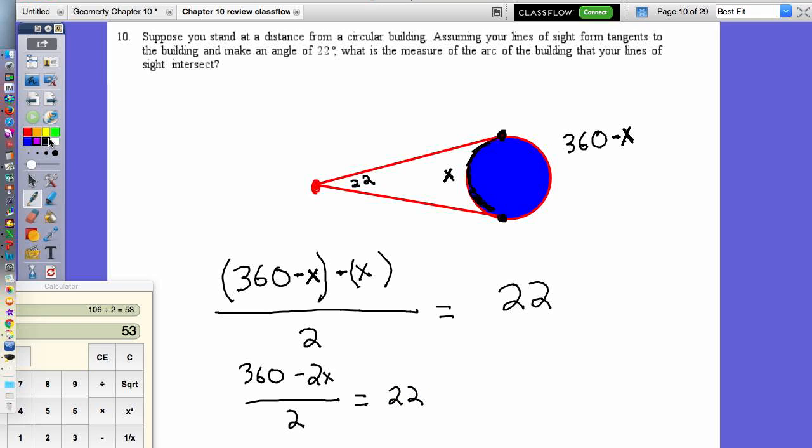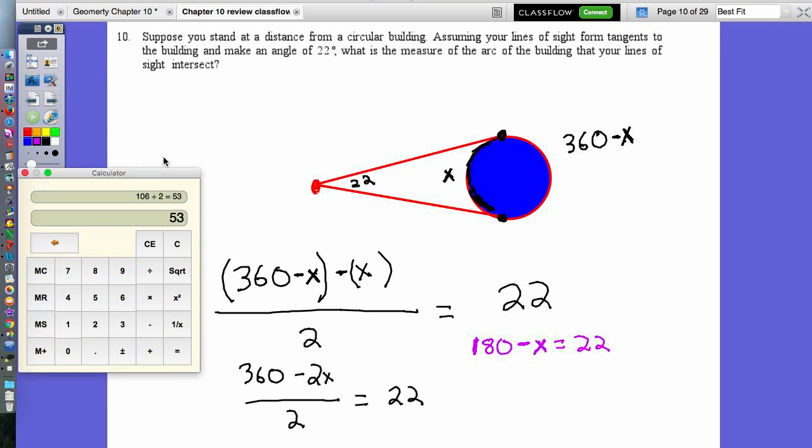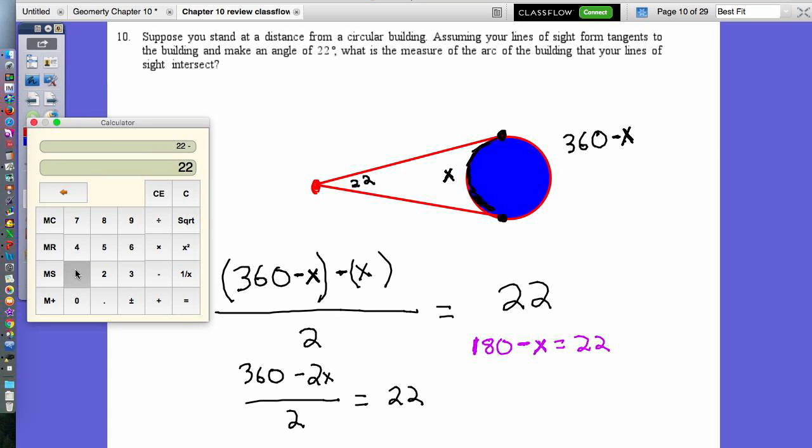Now I could do this problem two different ways. So I'm changing the color and writing over here. I could first, since 360 and negative 2x are both divisible by 2, I would probably do 180 minus x equals 22. And then 22 minus 180 is negative x equals 158. So x equals 158.